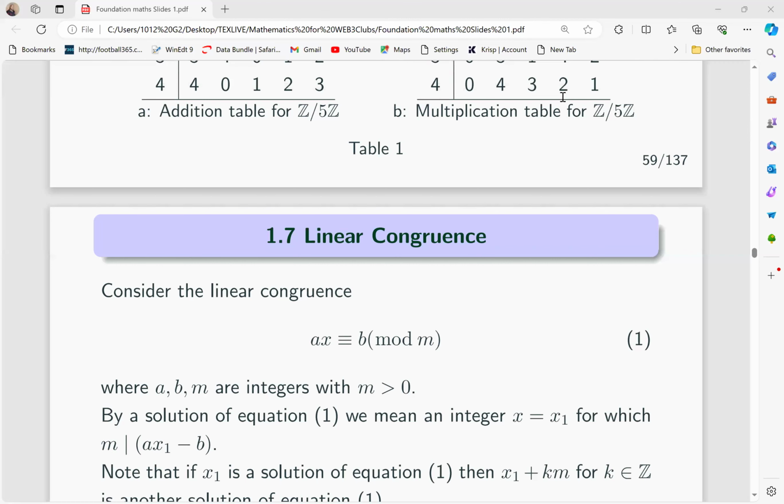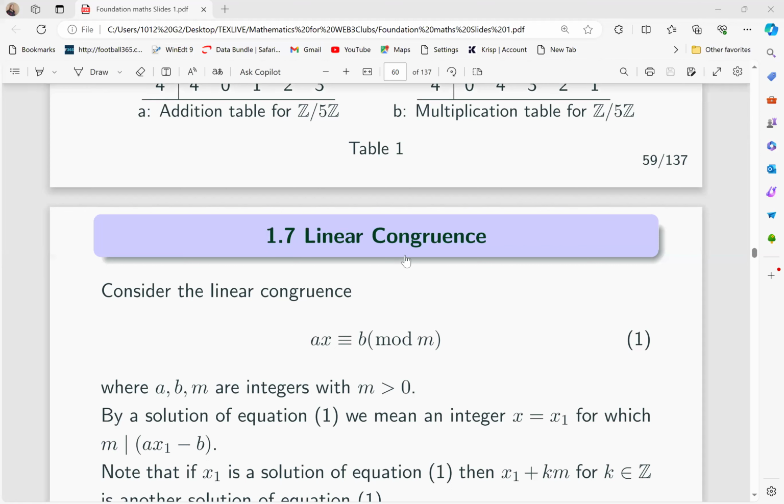Now, yesterday we were looking at modular arithmetic. It was just a revision. And again, today we want to do revision on linear congruence, where we'll be solving congruence equations if given to us.